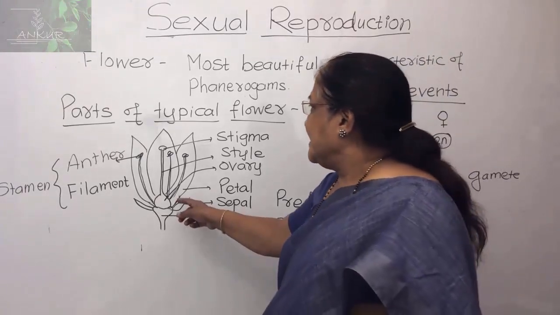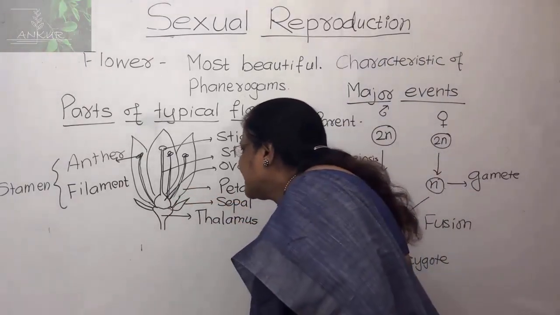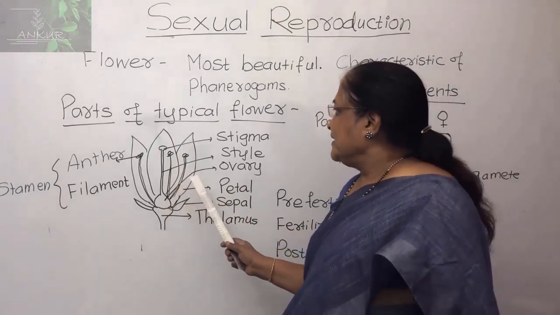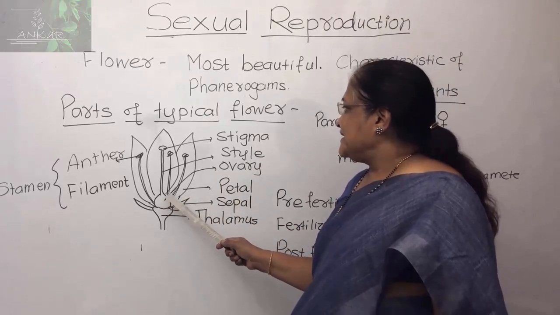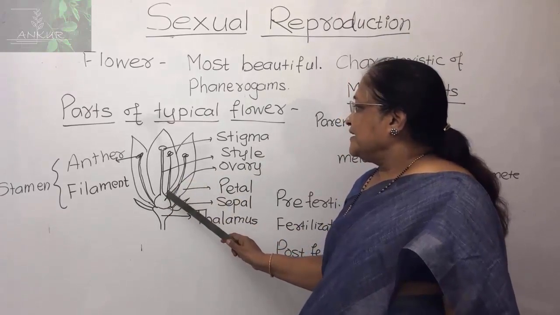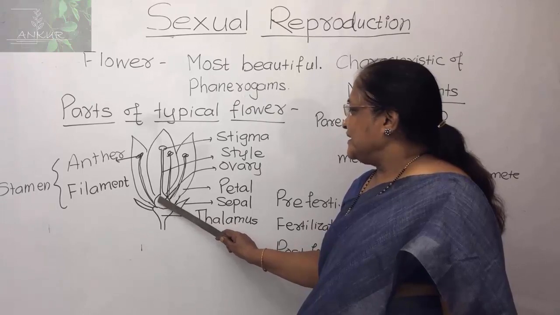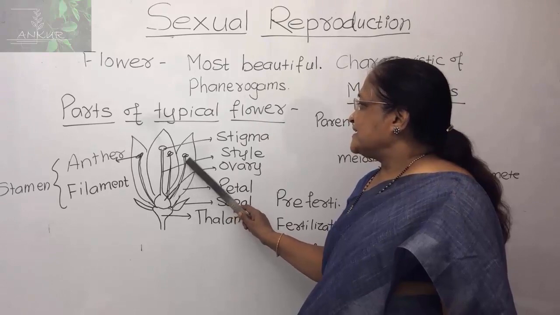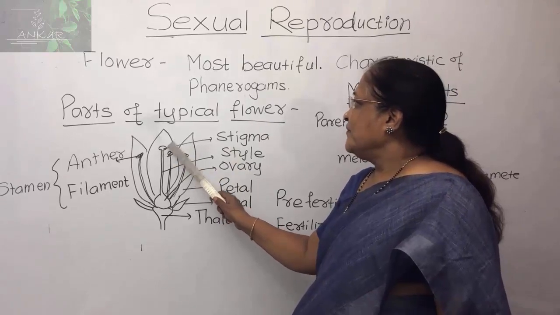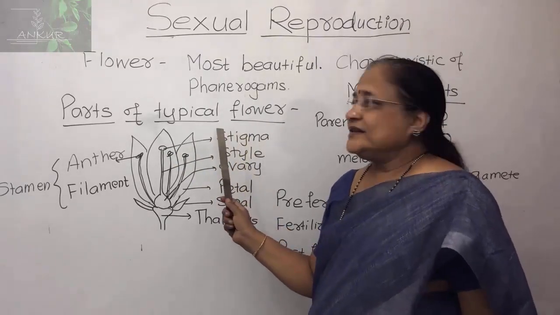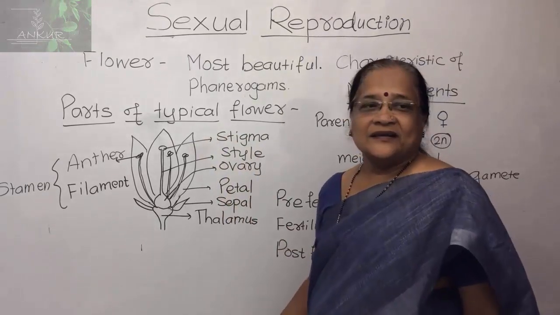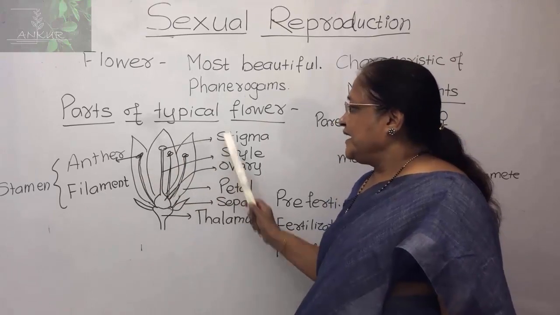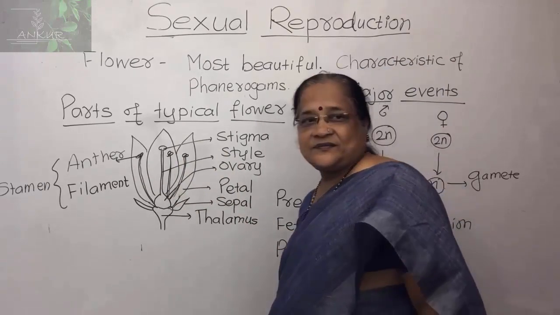The next one is the female reproductive structure, which we call the gynoecium. In this gynoecium, we get the carpel, which has the ovary, which is based on the thalamus, and then the style, which is hollow, and on this we get a cushion-like structure, which we call the stigma. So this is the female reproductive part of the flower. Like that you get different parts of this flower.